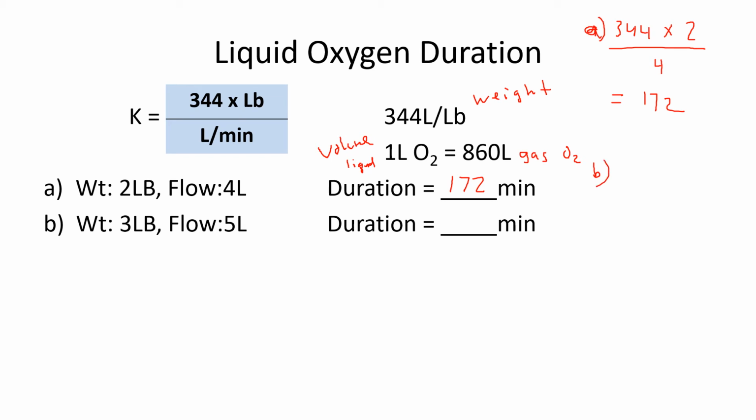All right, B. I did like 5. Oh, okay. You mix these up. Be careful. All right, B, same way. Our conversion factor is 344 liters per pound. We have 3 pounds of liquid oxygen, and we're delivering 5 liters for this guy.